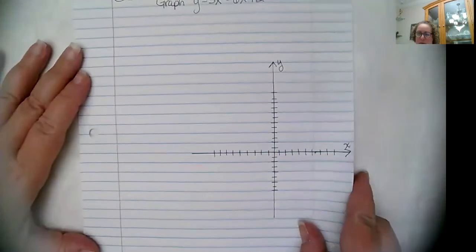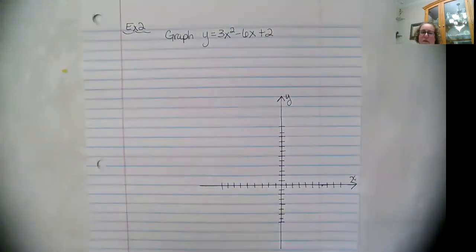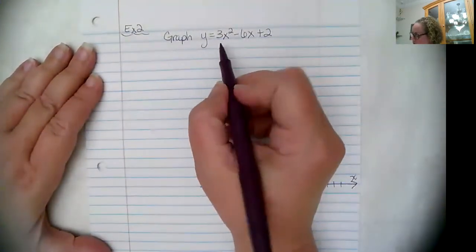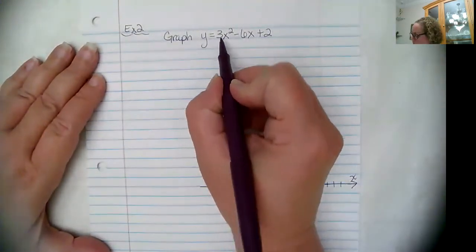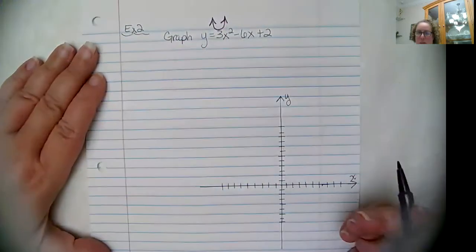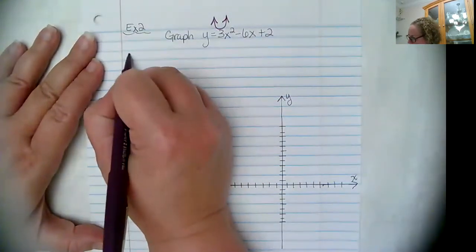So my number 2, I am doing on paper. I didn't have graph paper, so I improvised. So here we have our equation. So just like they did in the book, we look at our leading term. Since it's positive, we know our parabola is going to be facing upward. Now we're going to find our axis of symmetry. So let's write our equation.